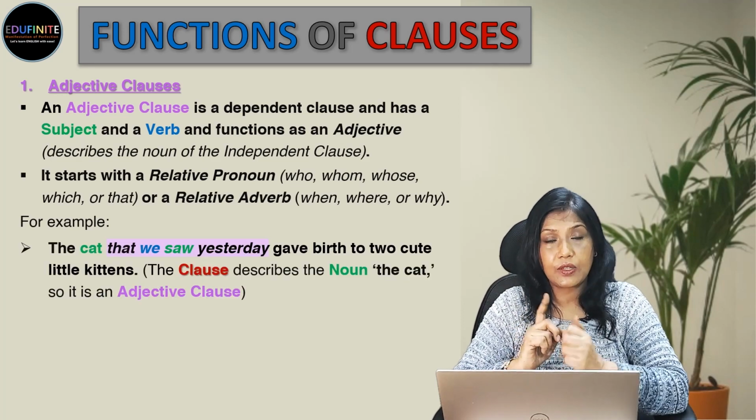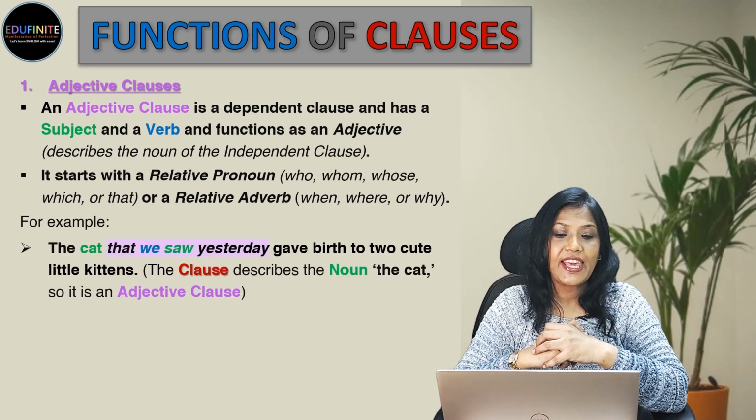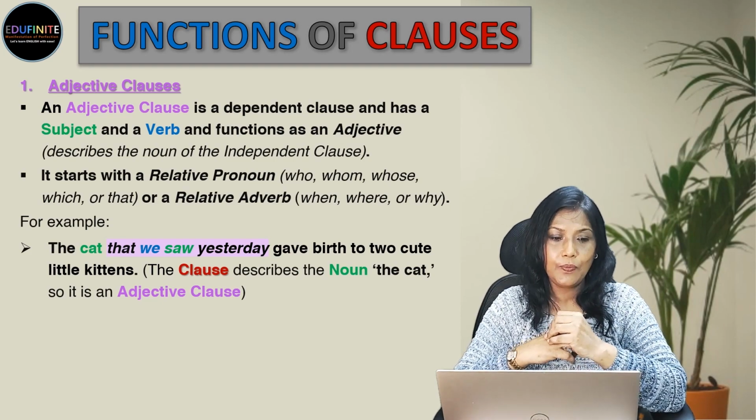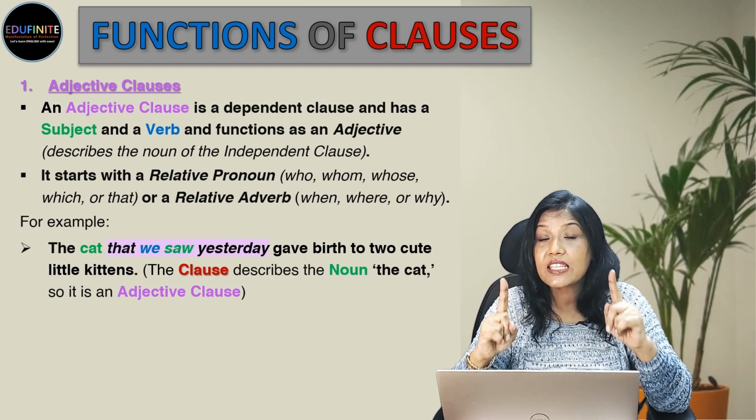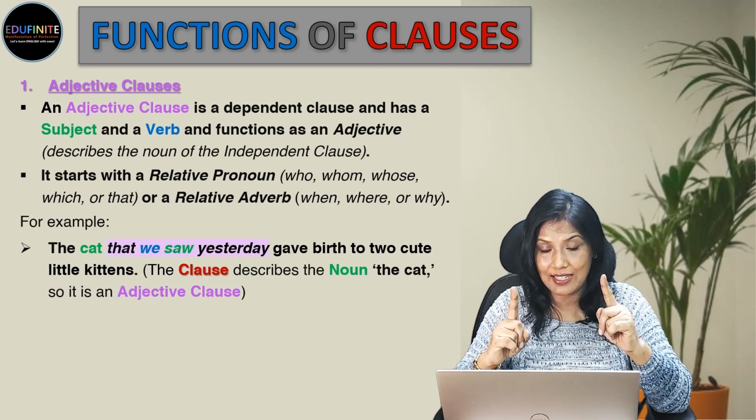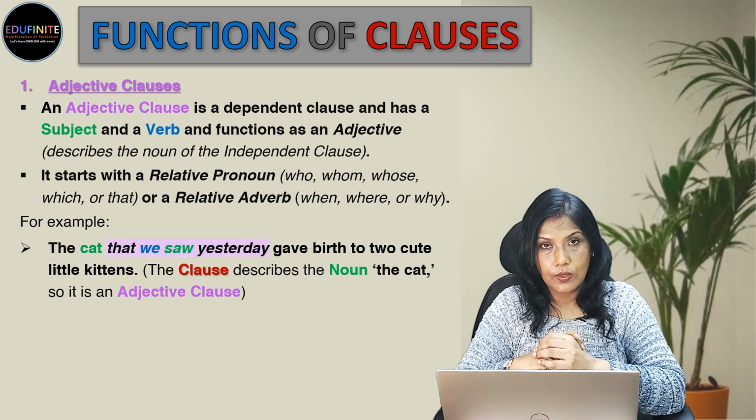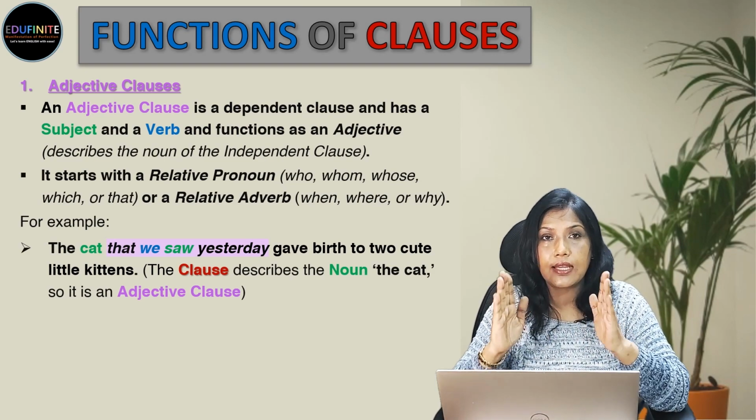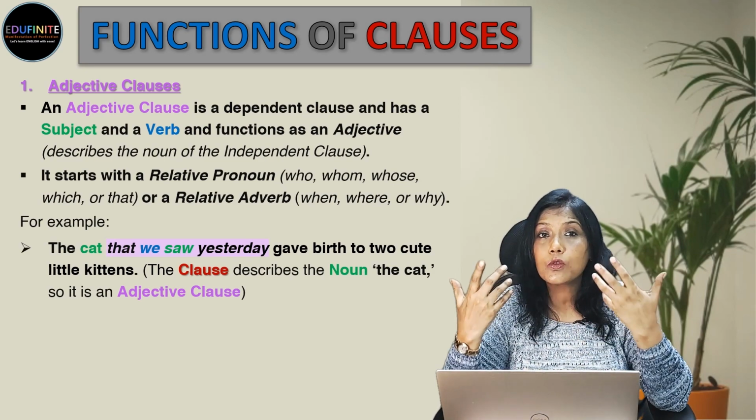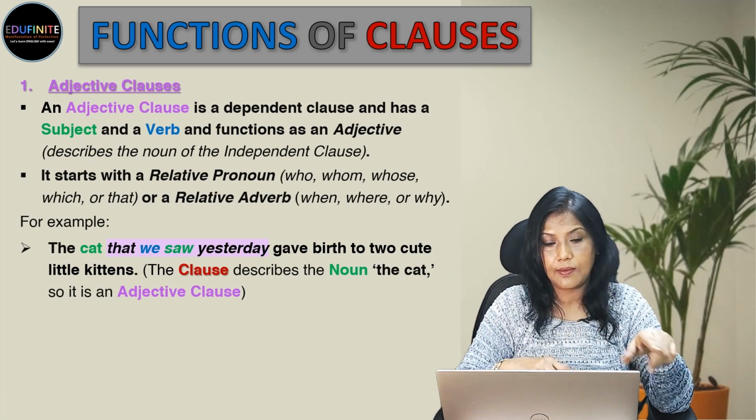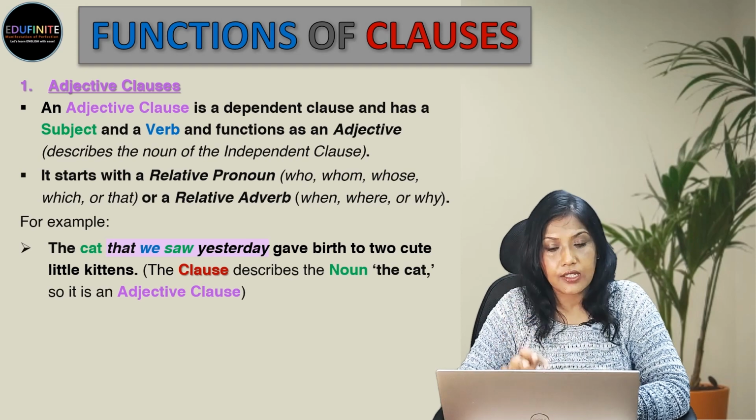Now let's look into some examples. The cat that we saw yesterday gave birth to 2 cute little kittens. So the cat that we saw yesterday. So that we saw yesterday is the adjective clause. Here, this adjective clause is telling us about whom? It is telling us more about the cat. Which cat? That we saw yesterday. So, this is an adjective clause.